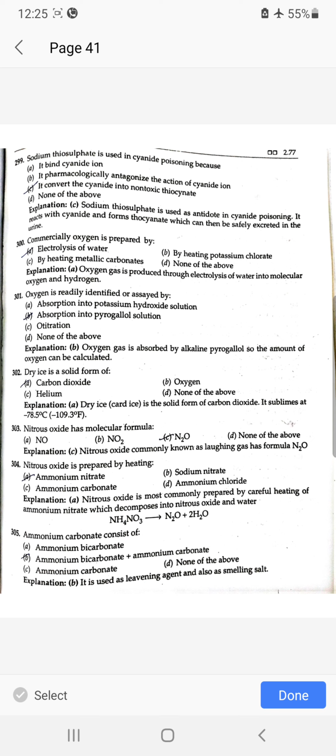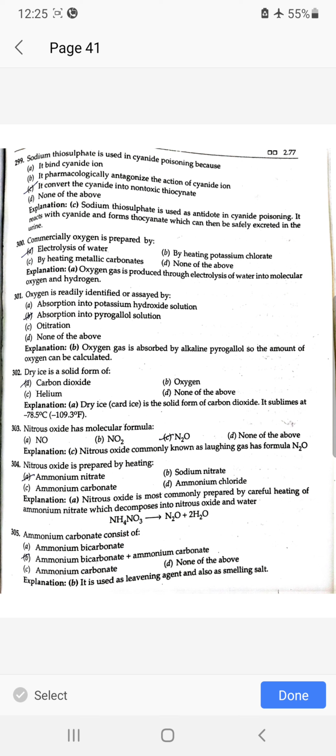Oxygen is readily identified and assayed by absorption into pyrogallol solution. Dry ice is a solid form of carbon dioxide. Nitrous oxide has the molecular formula N2O. Nitrous oxide is prepared by heating ammonium nitrate.